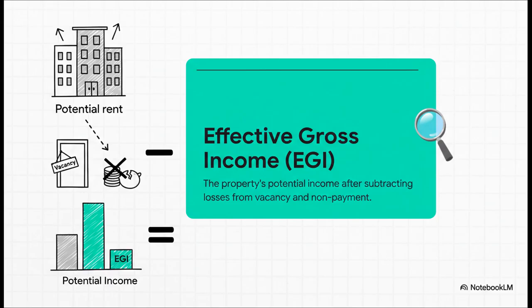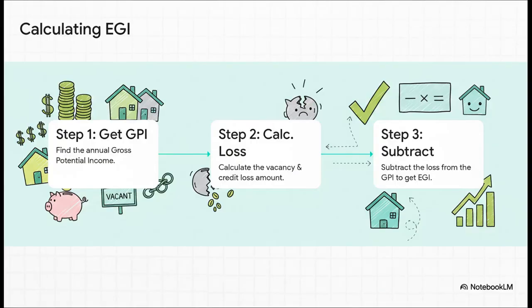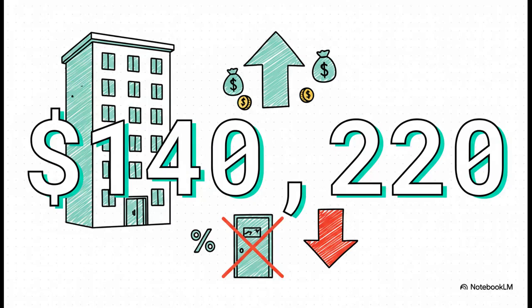Let's keep it simple. It's the income a property actually pulls in. You start with the absolute maximum rent you could possibly get, your best case scenario, and then you subtract the realistic losses from empty units or tenants who don't pay. Just think of it as potential income minus a dose of reality. And the calculation is a really simple 3-step process. Step 1, find your gross potential income, or GPI. That's the total possible rent for a whole year. Step 2, figure out your loss from vacancies and non-payment. And step 3, just subtract that loss from your GPI. Boom, that's your EGI.